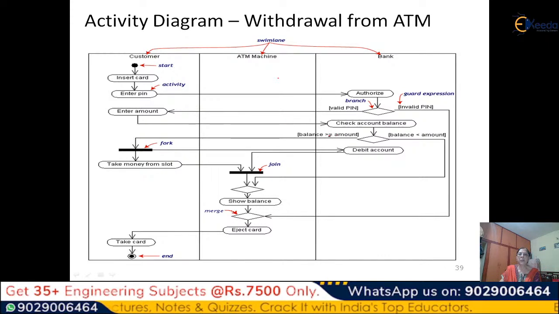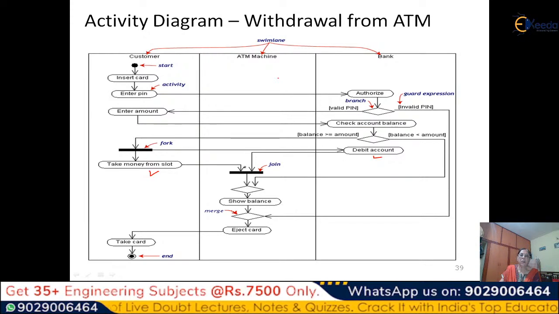If the balance is less, then it will go out. But if it is sufficient, then it will come here. So here it has to fork. At this point, it has to do 2 actions. It has to do this action, take money from the slot. That means physically it has to give the money in the slot. The ATM machine will give that to the customer, and the bank will have to debit the account.